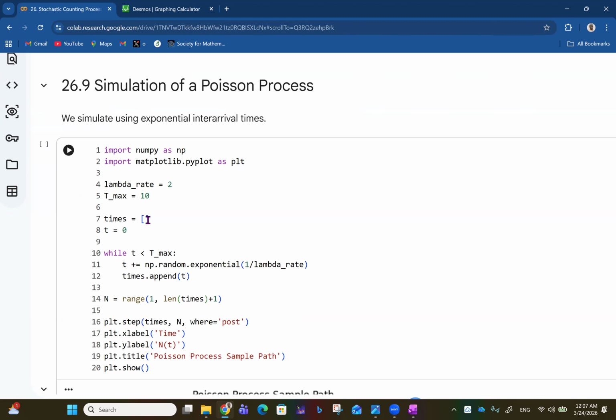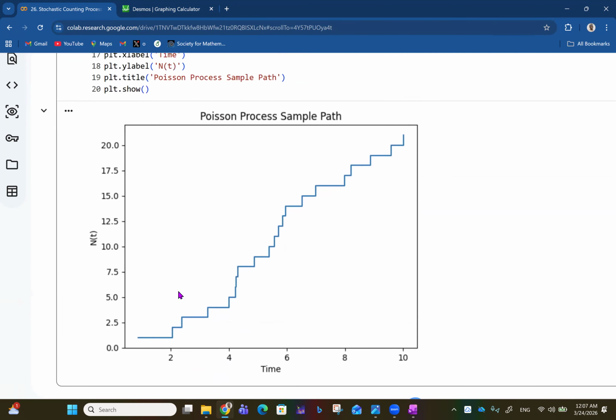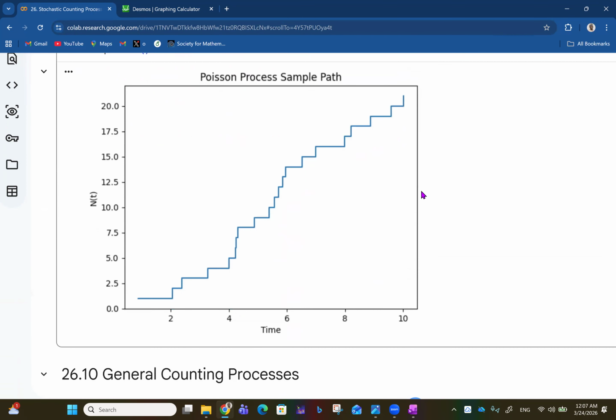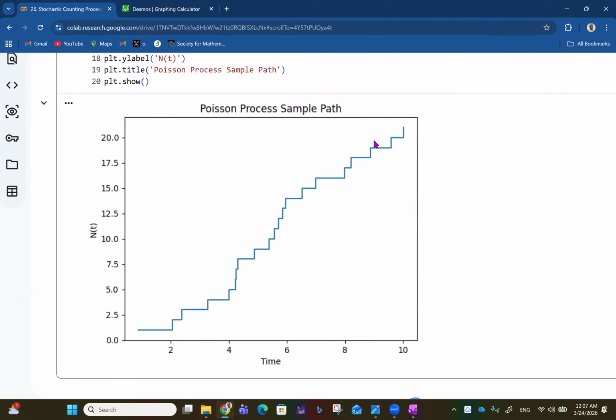You collect the arrival times starting from time 0, and if you run that, you end up getting this kind of thing, starting from 0 and going all the way to the top. So it keeps climbing. This gives you the Poisson process sample path. By time 10, that is N of t, about 20 people would have arrived.